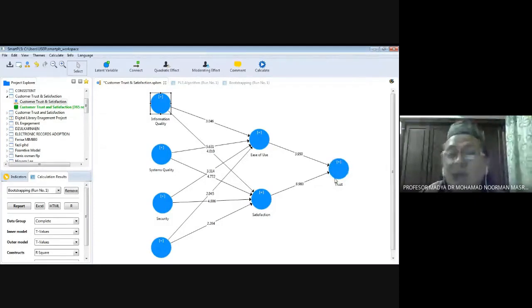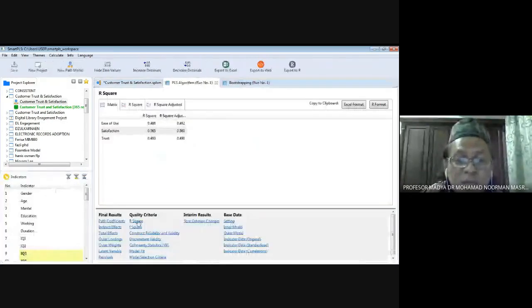The R square must be, if possible, above 0.3. If not, at least the R square should be above 0.1. So here in the output, you can look under PLS algorithm, R square. Look here, R square for ease of use is 0.488. So it is more than 0.3, which is good.